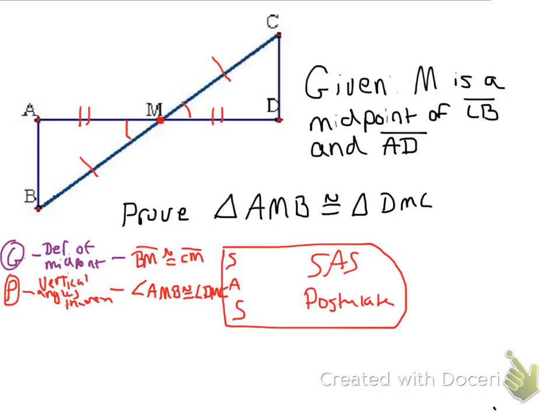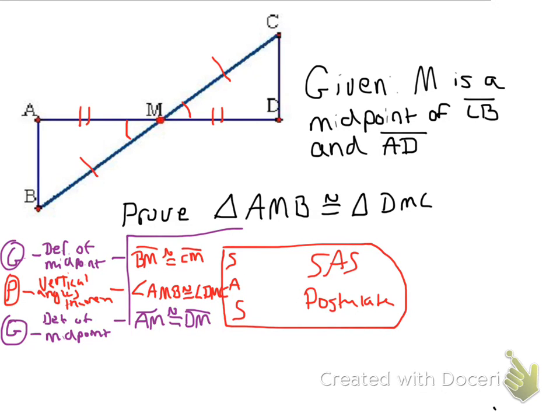And then our other sides that we know are congruent, AM is congruent to DM. And again, we knew that they were congruent because we know what a midpoint is. So this is another definition of a midpoint, and that is what we were given. So we have our three inputs. We have our reasons for those inputs. Now we can safely say that we have proven the two triangles are congruent. We have proven that triangle AMB is congruent to triangle DMC.